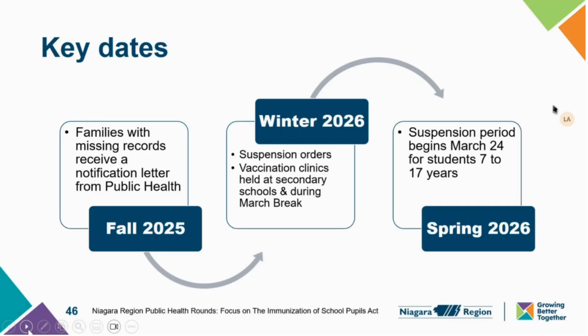Public health is also planning to offer daily clinics throughout March break, and these will be actually held in a hub model across the region at different schools who are opening up their doors to students within their catchment areas. This will be for students 7 to 17 years of age who have received a suspension order, and these clinics will be scheduled, like I said, in various schools throughout the region. The suspension period this year begins on March the 24th, which is the Tuesday after March break for students 7 to 17 years of age. And this is the time when students with incomplete records may be suspended from school.